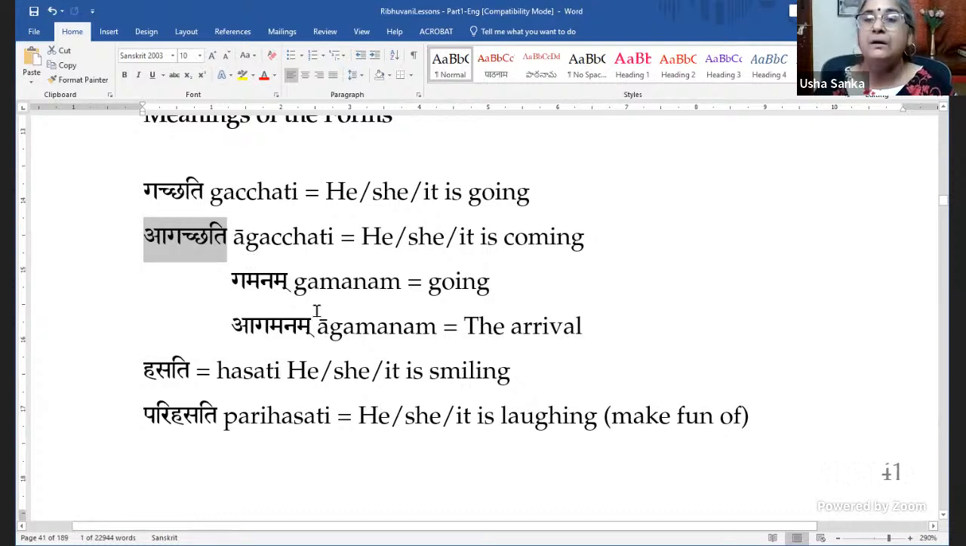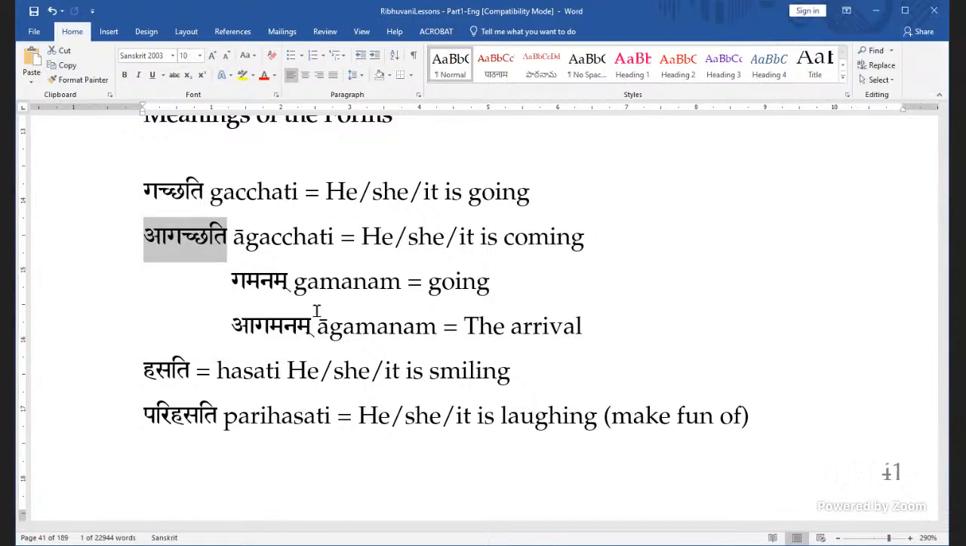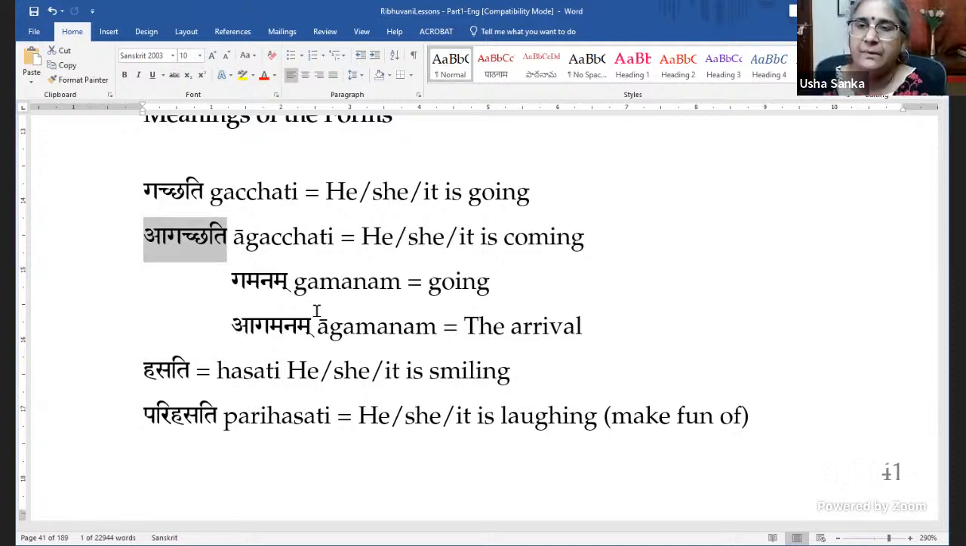What will it be for the I form? What will be the form if I am coming? Can somebody tell? Agachami. Agachami. Okay.